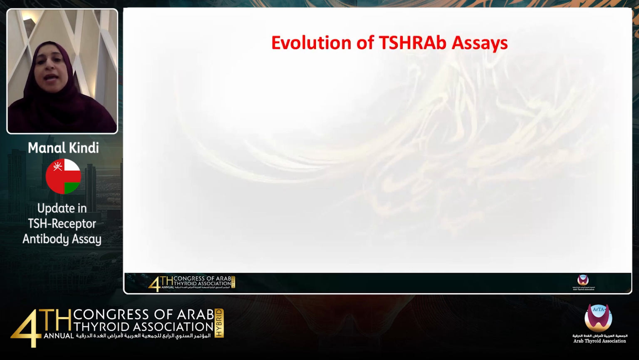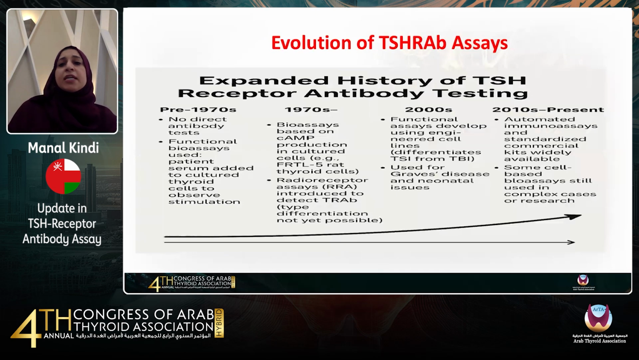How was the TSH receptor antibodies assay developed? It developed over many years, even before 1970. And before 1970, there was no direct antibody testing. We used a functional bioassay, in which patient serum was added onto a culture of thyroid cells, and they looked to see if any stimulation would happen. At the beginning of the 1970s, bioassays based on cyclic AMP production in cultured cells started to appear. Radioreceptor assays emerged, and people started to measure the TSH receptor antibodies, but the differentiation was not possible.